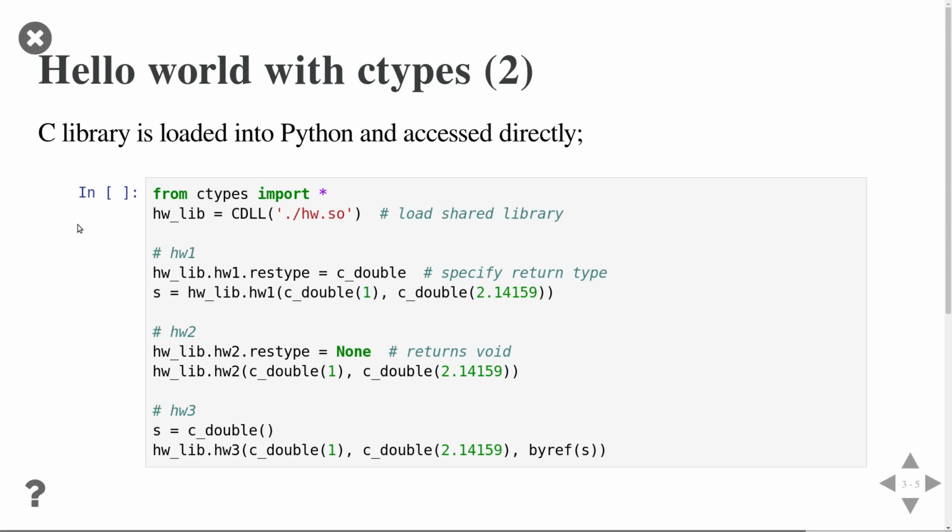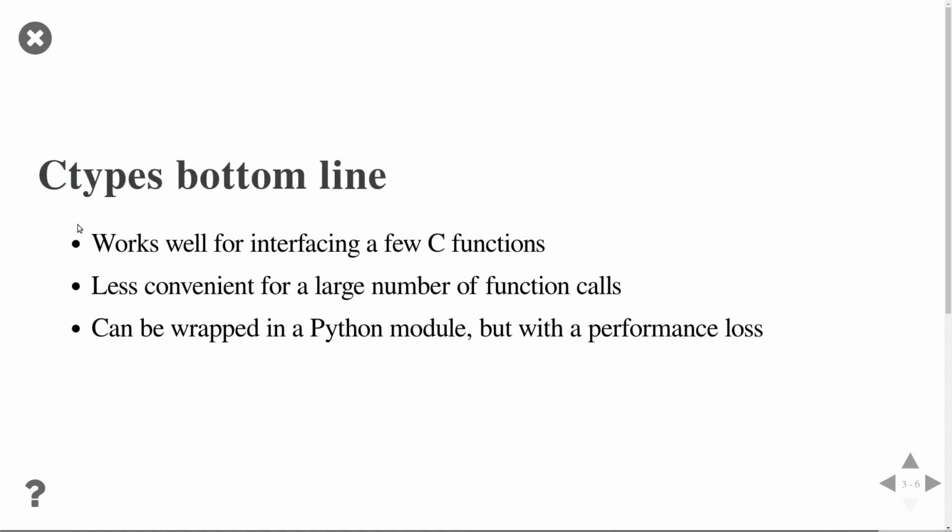And finally, if you have functions where the return value is passed by reference, then what you do is you create a new C double and you pass in this output variable by reference. So ctypes provides you with this byref function here that you can use to pass in objects by reference. So basically, ctypes is just another tool for interfacing C functions. It works fine if you only have a few functions that you want to interface. It becomes less convenient if you have many, many functions that you need to work with. And then in such cases, SWIG might be better.